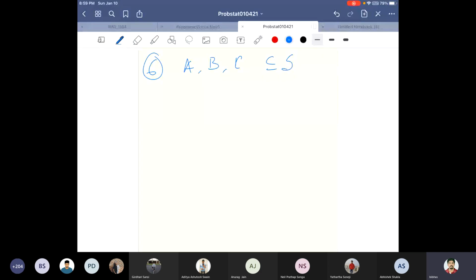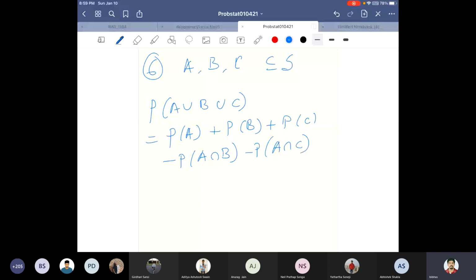Then I am asking what is the probability of A union B union C. So you can have a general setup. This can be proved using a Venn diagram and a little bit of algebra on sets, which you can do. I will not prove it, but you can say that this is probability of A plus probability of B plus probability of C minus probability of A intersection B minus probability of A intersection C minus probability of B intersection C plus probability of A intersection B intersection C.